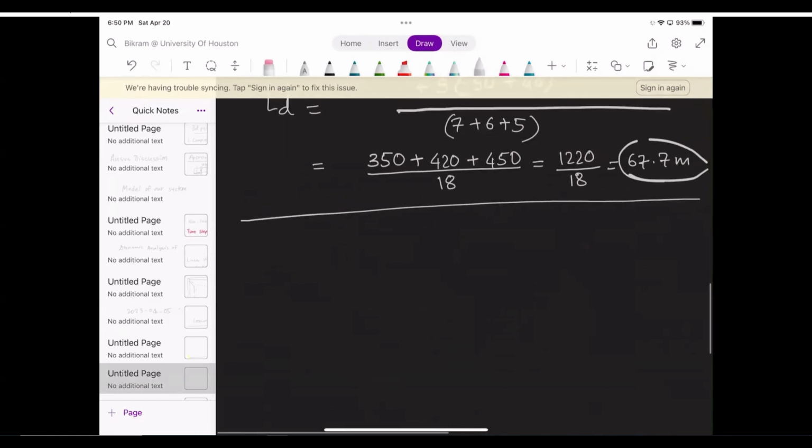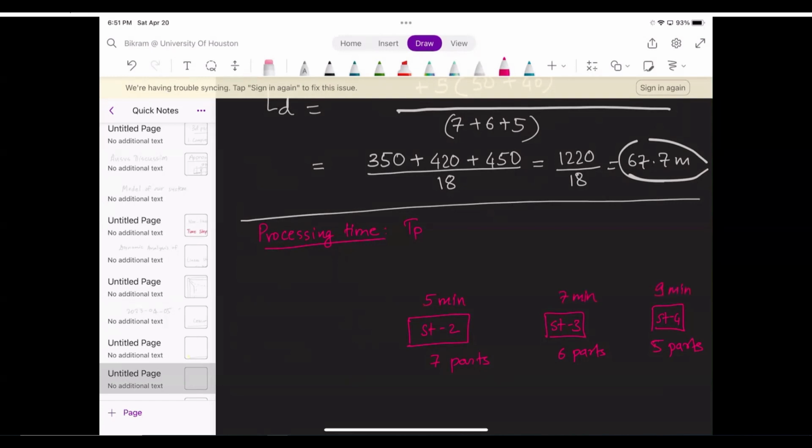All right, so the processing time, we have 3 stations. Let's write it TP. So we have 3 stations: station 2, station 3, and station 4. And station 2 processes 7 parts. This one does 6 parts, and this one does 5 parts. And for each part, it takes 5 minutes, 7 minutes, and 9 minutes respectively.